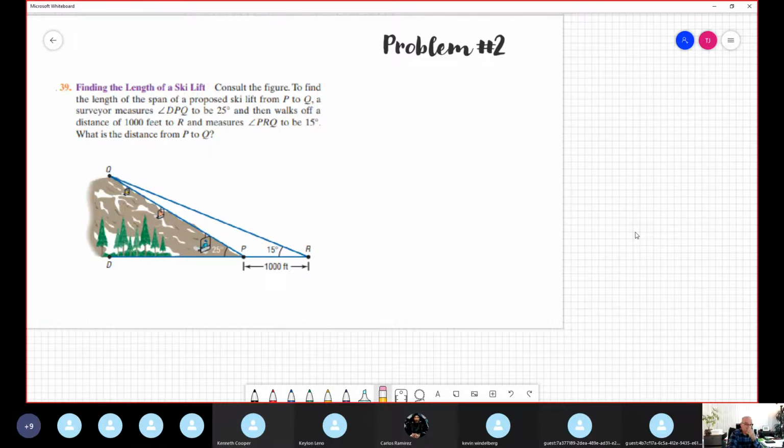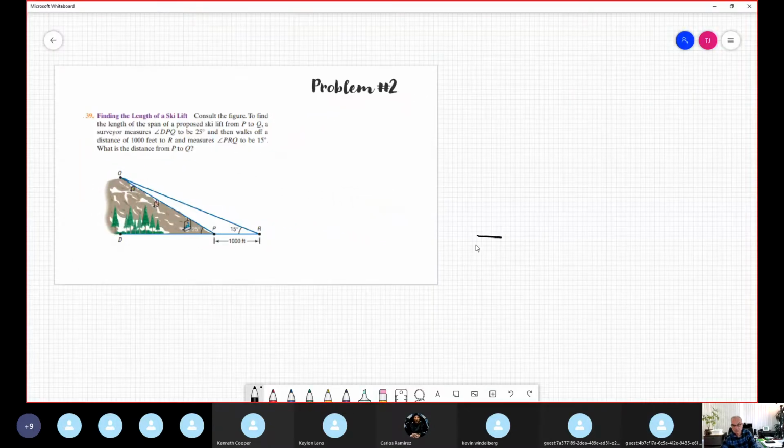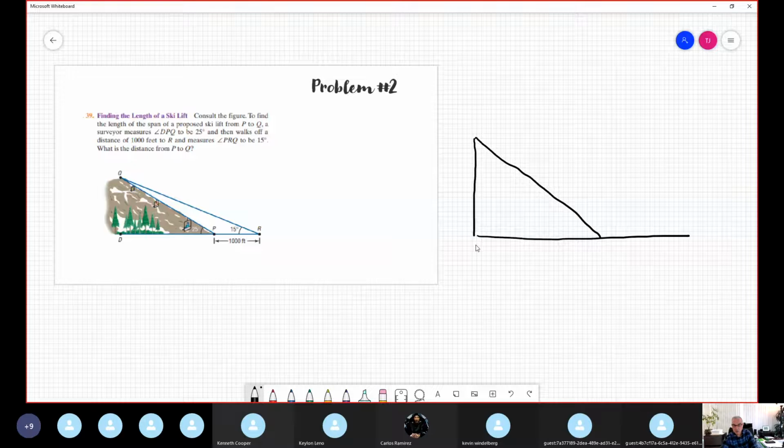A surveyor measures the angle of elevation, 25 degrees. So, as always, we are drawing our own triangle to see more clearly. Actually, we have 2 triangles like that. This is 90 degrees, I guess. This is P, this is Q, and this is R.